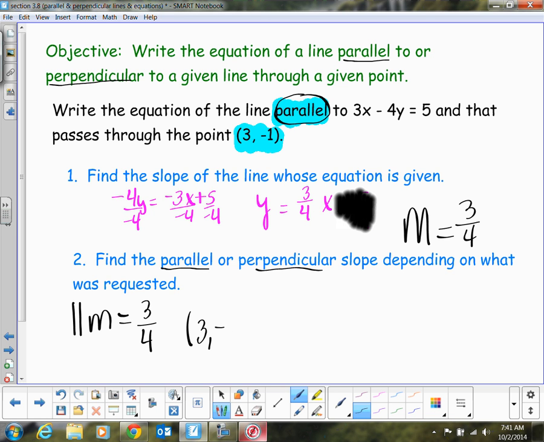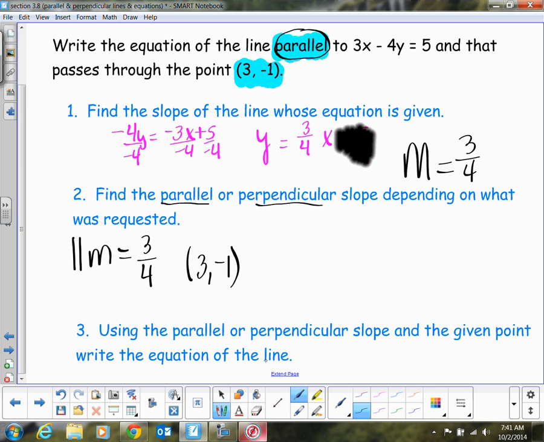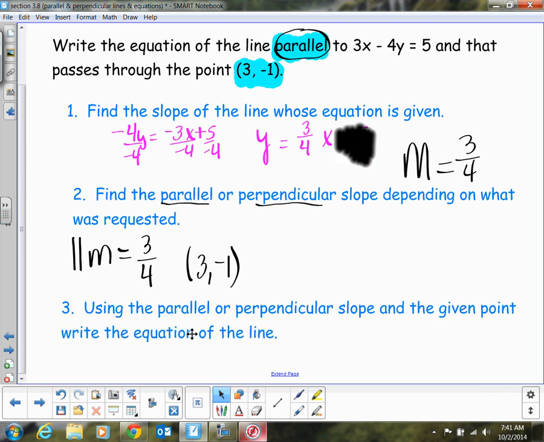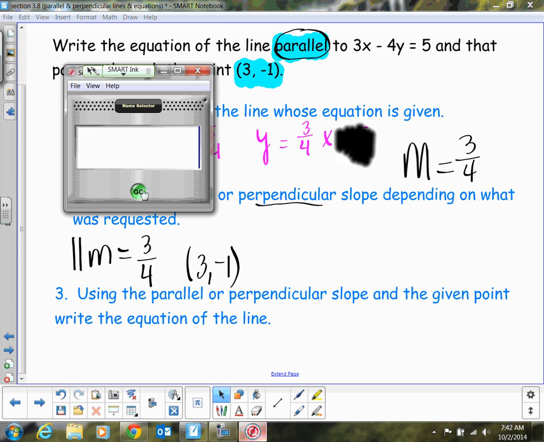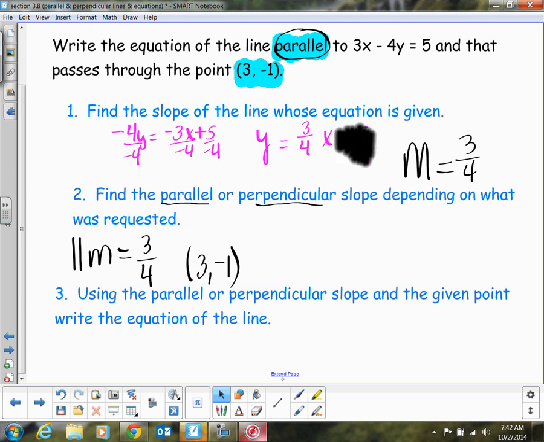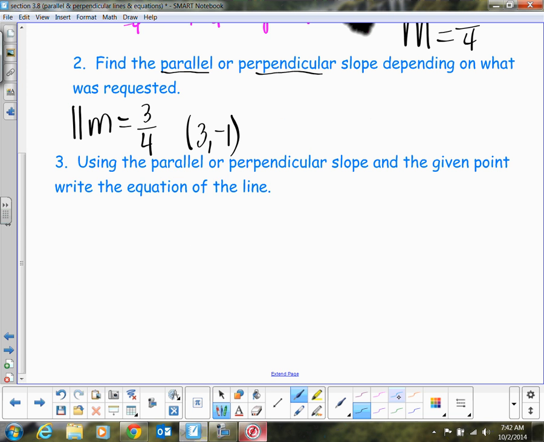We have our ordered pair of 3, -1, and now we're going to use the parallel or perpendicular slope and the given point right there, and we're going to write the equation of the line. Eric, what are we going to do? What form do you like to use to write the equation of a line? Okay, so if you're going to choose y equals mx plus b, where do you put things?